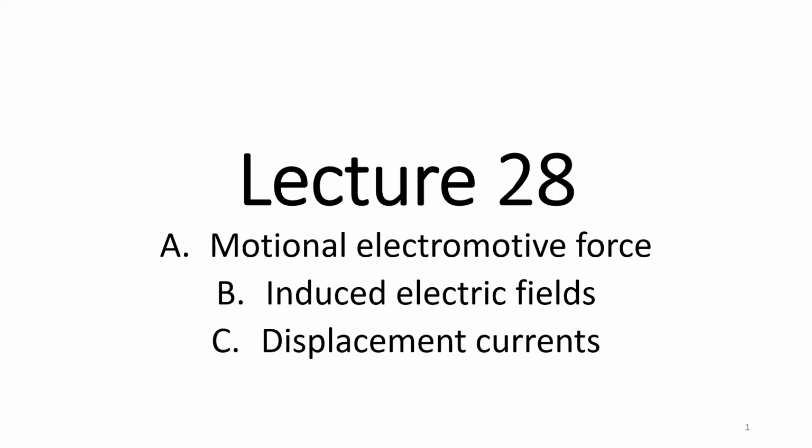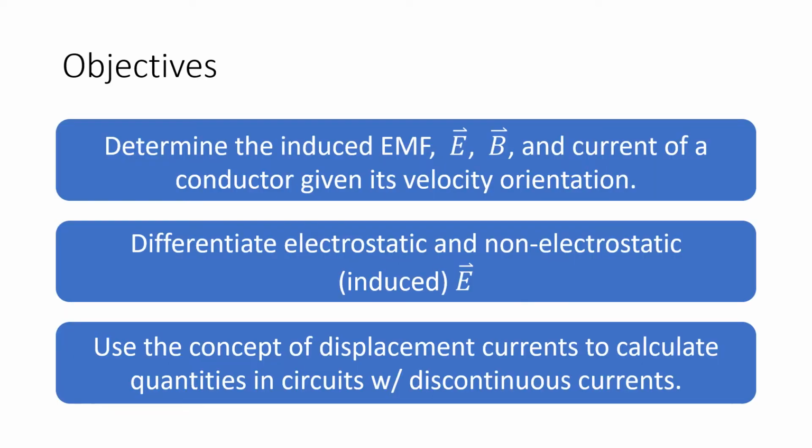Lecture 28 of Physics 72 discusses the second half of Chapter 29 on electromagnetic induction of University Physics. The three main topics to be covered are motional electromotive force, induced electric fields, and displacement currents. The specific learning objectives are listed on this slide. Please take time to check them out.